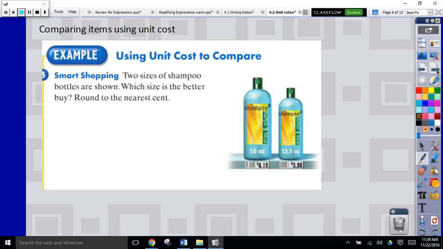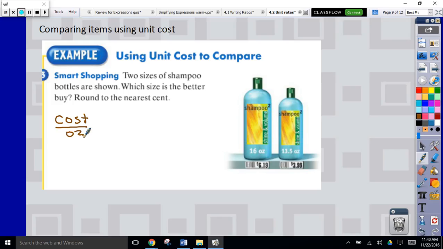So you can actually compare without doing the math. But if you're in a store where it doesn't have that displayed, or say you're comparing prices you found on the internet from two different stores, this is a very practical thing to be able to do. So in order to find which size is the better buy, we need to find the unit cost of each size. So we're going to find the cost for 1 ounce. How much does it cost to buy 1 ounce of shampoo?